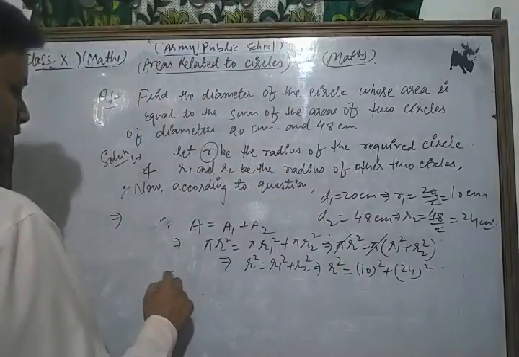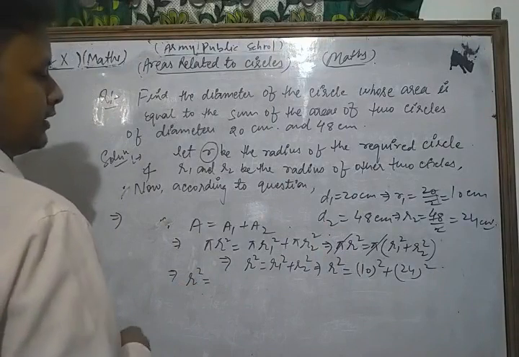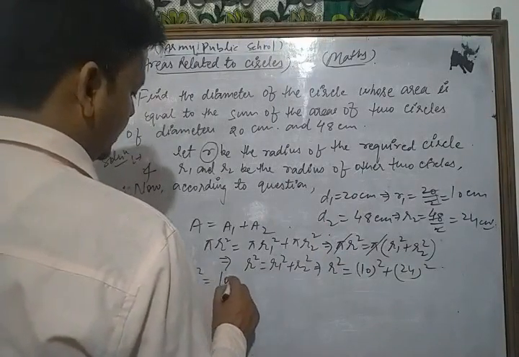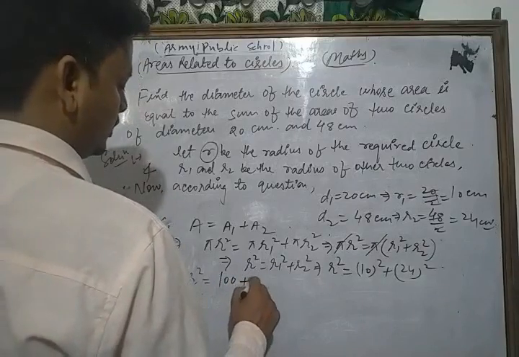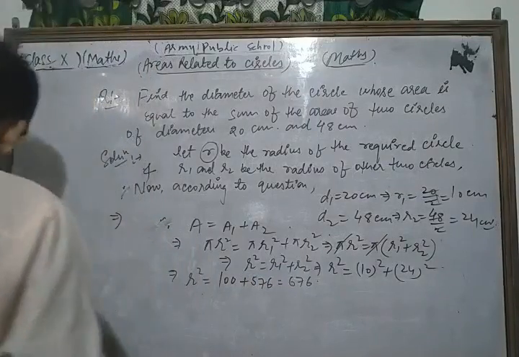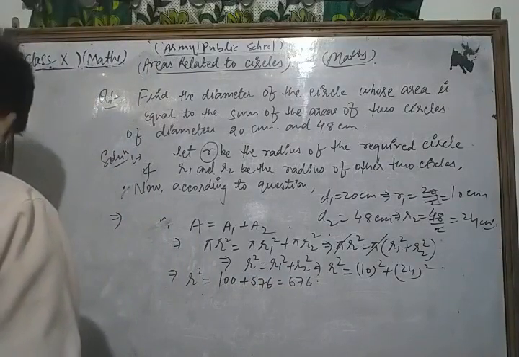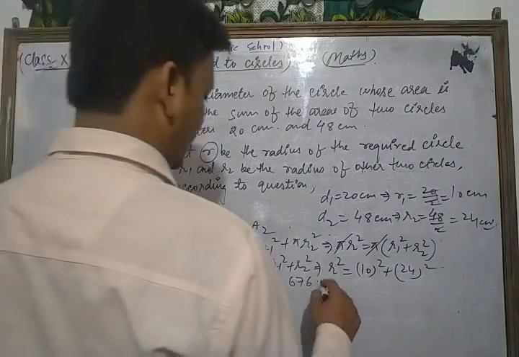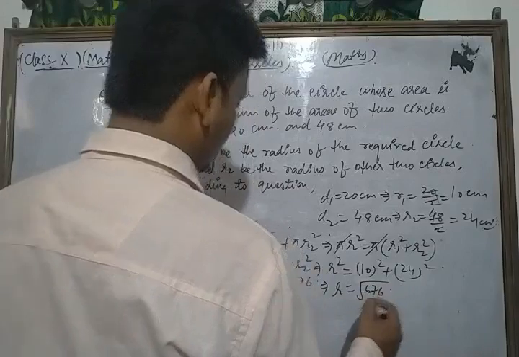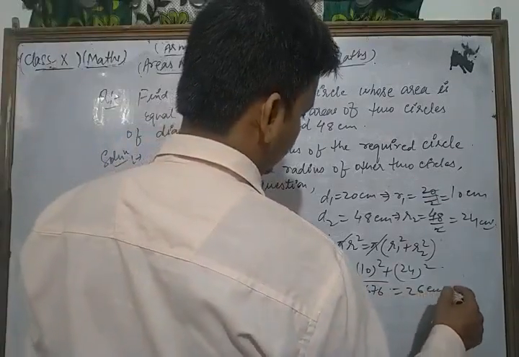So dear students, we get r square is equal to 10 tens are 100, this is 100, this is 576, this is 676. So r is equal to the square root of 676. The square root of 676 is what? 26. This is 26 centimeter.